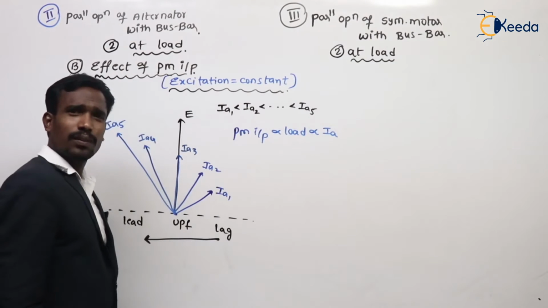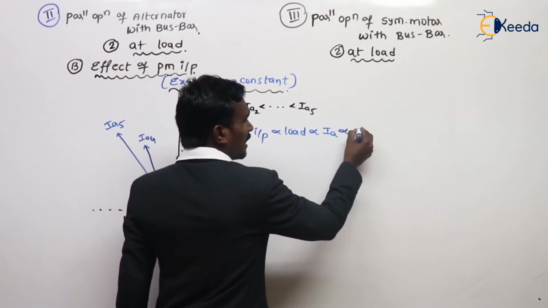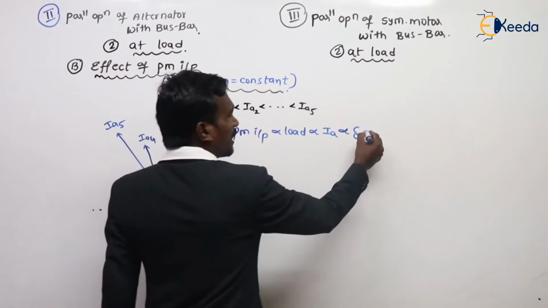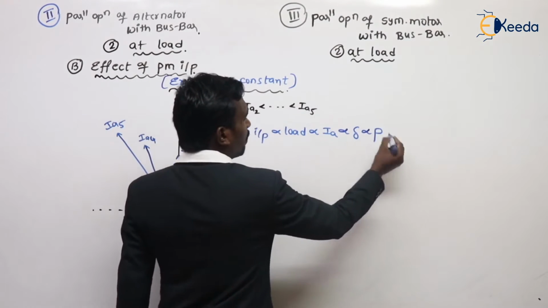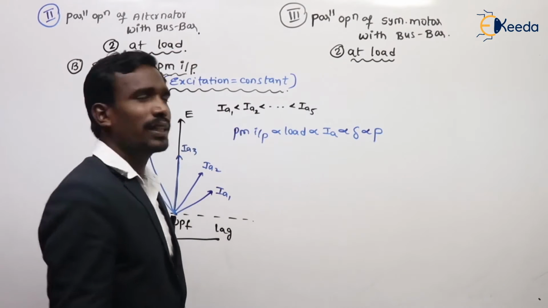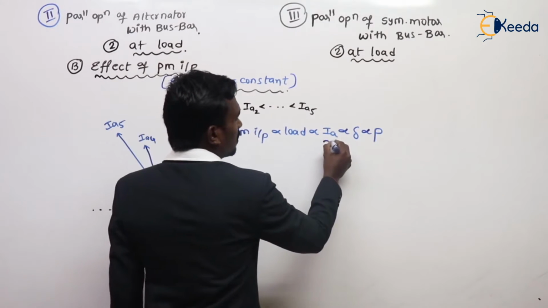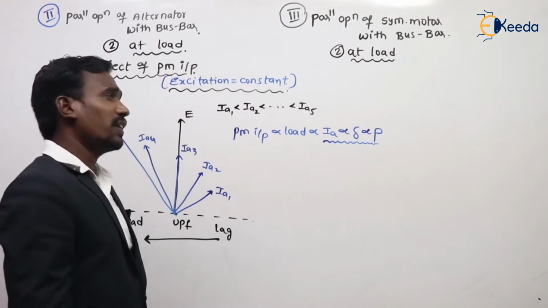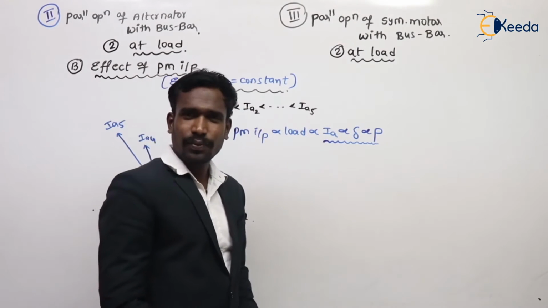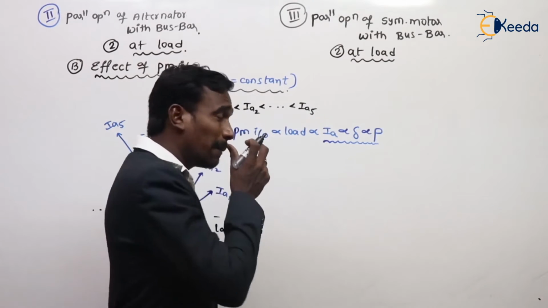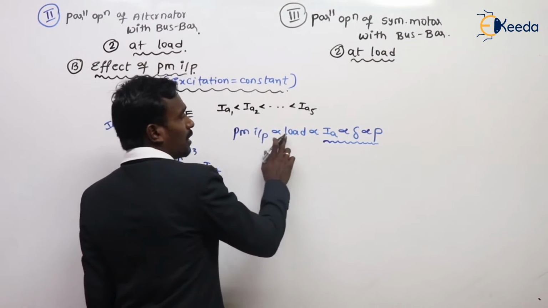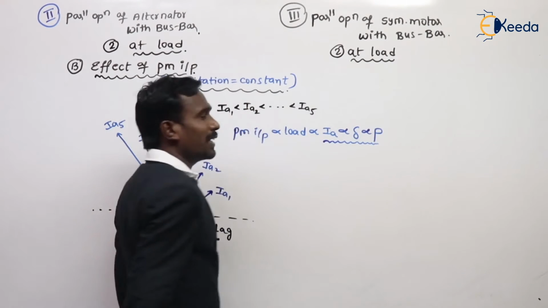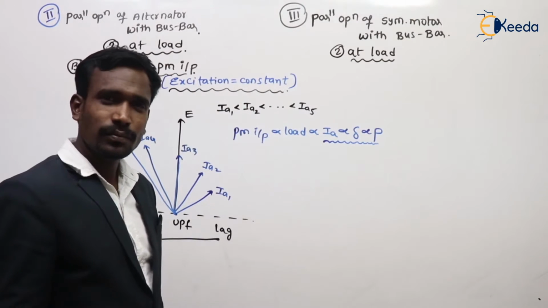We know that when the load increases, the load angle also increases. When the load or armature current increases, the power also increases. This is the common point for lagging and leading, for motor and generator. What is the common point here? When the prime mover input or load increases, IA increases, load angle increases, and the power increases.